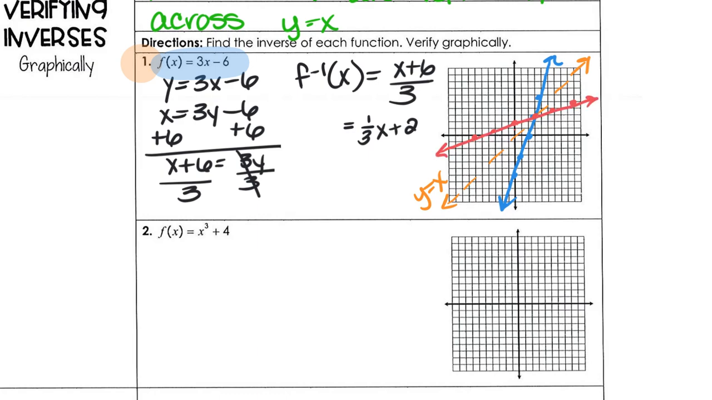Here we go. So if we look at the blue versus the red, they are reflections diagonally. So we can see that if I flip the blue one over, it's going to land on top of the red one. That's to prove it graphically.